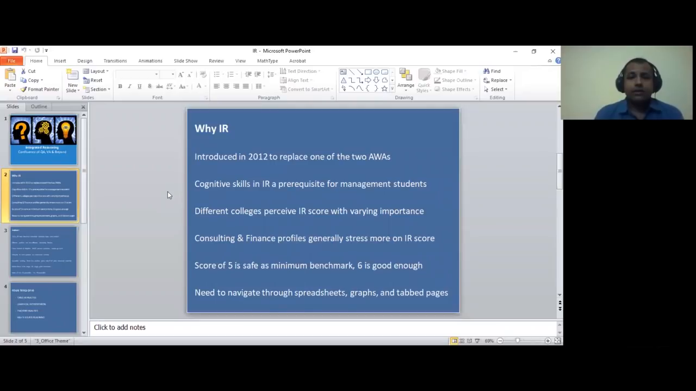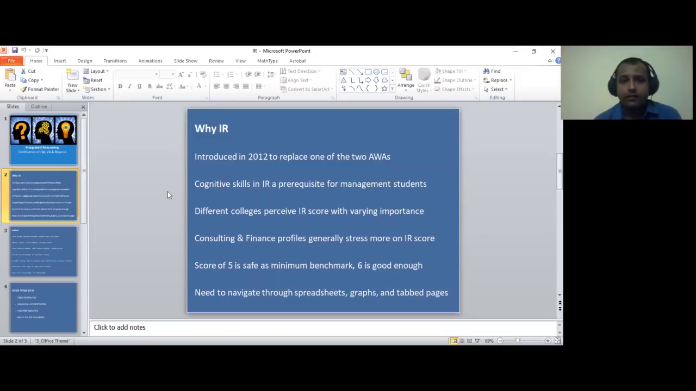Different colleges perceive the IR score with varying importance. Now, what I mean by that is your main GMAT score, scored out of 200 to 800, is a separate story. Your AWA score, scaled from 1 to 6, is a separate story. Your IR score, scaled from 1 to 8, is a separate story. So all three constitute your overall GMAT result.